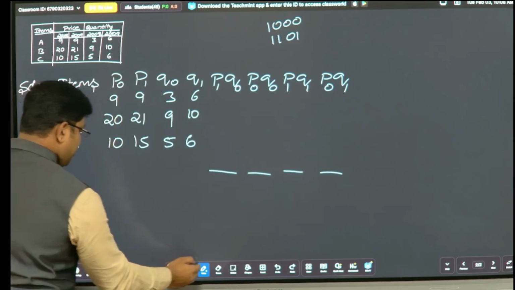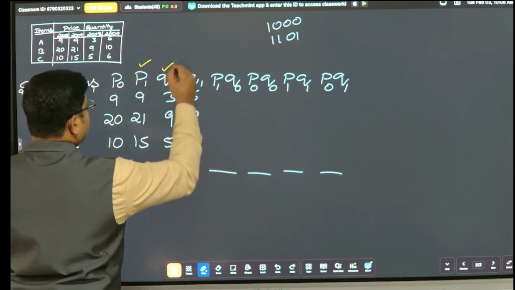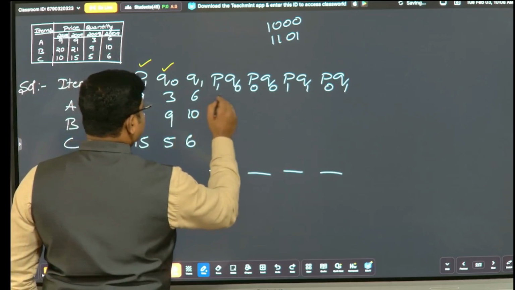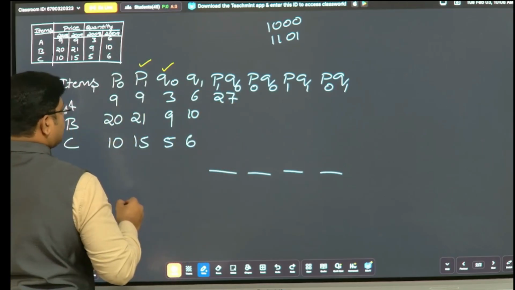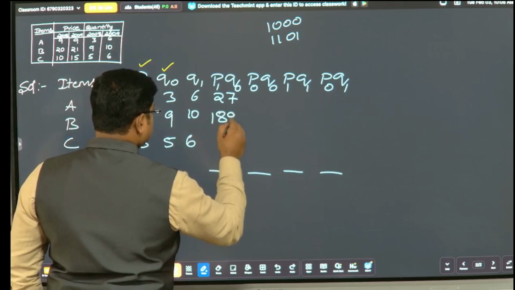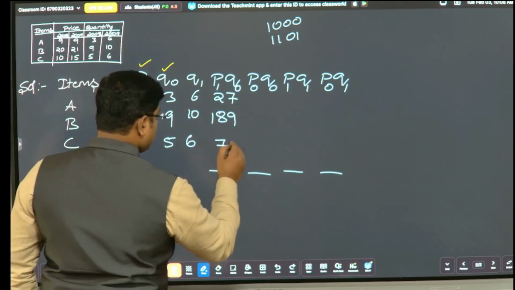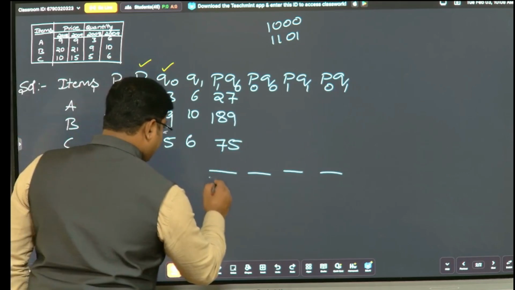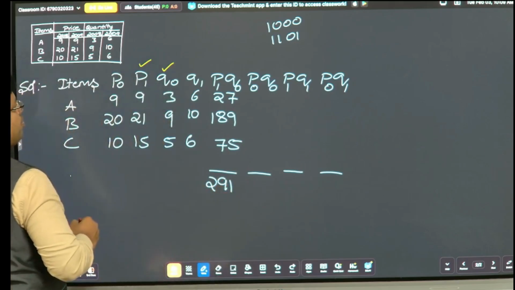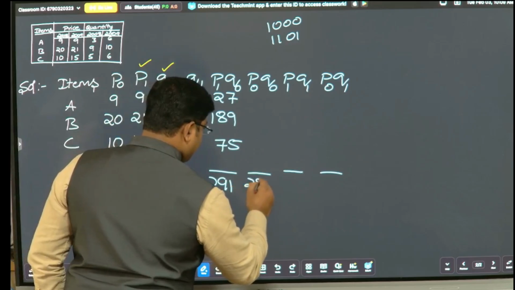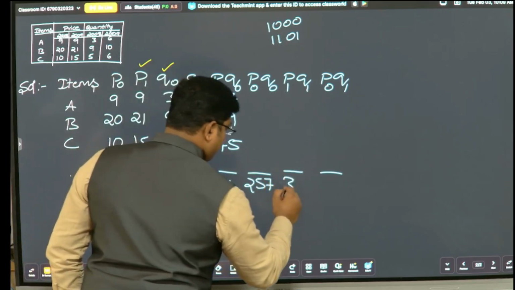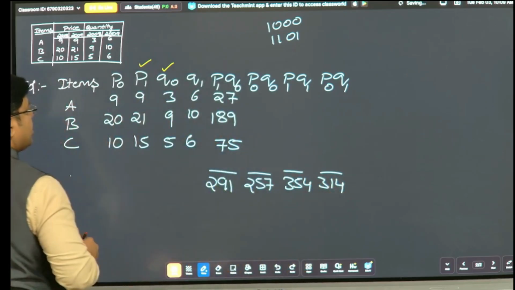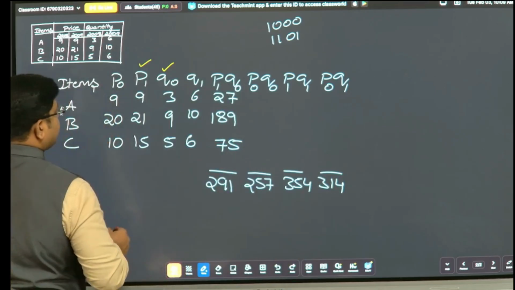P1Q0. P1Q0. These two. Right. P1Q0. The total of P1Q0 is 291. Okay. Next, 257. Next, 354. Very good. Next, 314. Anyhow, I'll write down P0Q0.